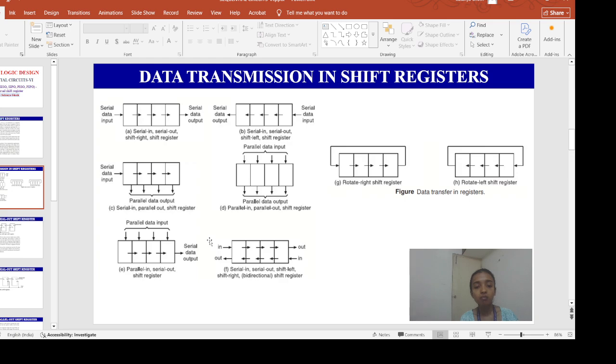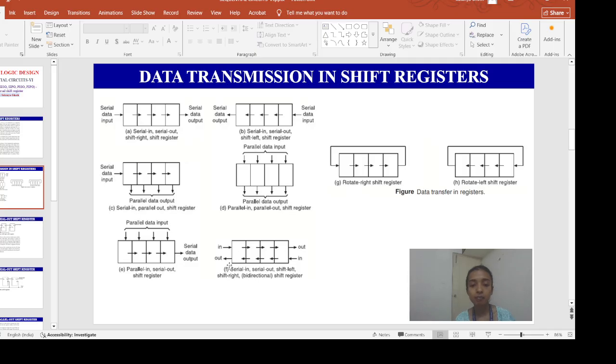Okay, now what is this one? This is parallel in, serial out, because here the data inputs are in the form of parallel and the data output is serial. Serially the data is coming out. So that is why it is called parallel in, serial out.